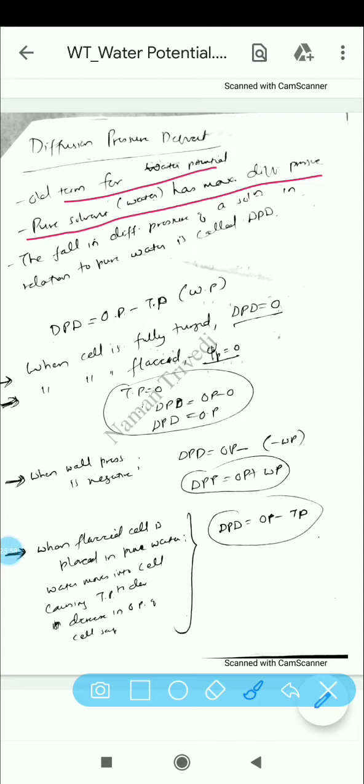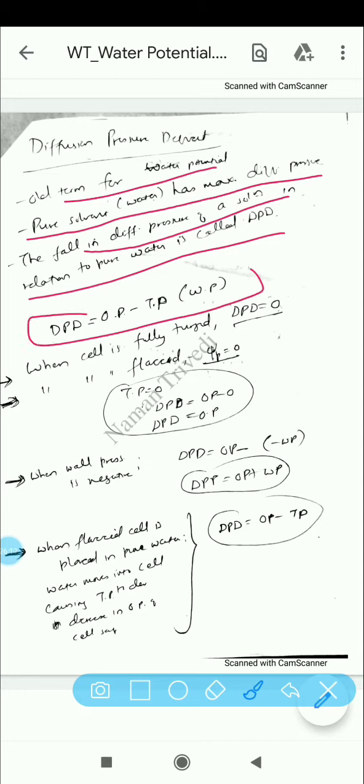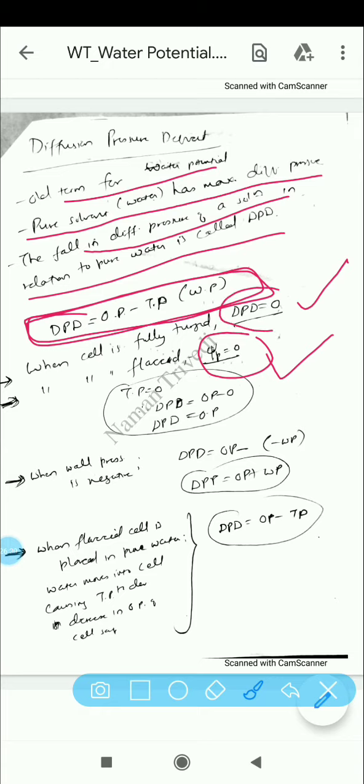Any fall in diffusion pressure of a solution in relation to pure water is called DPD, and DPD will always be equal to OP minus TP, or wall pressure. So when the cell is fully turgid, DPD will be equal to 0. When it is flaccid, psi p is equal to 0. Right now, just go through it. I'll explain this in the next lecture because it is a separate part.